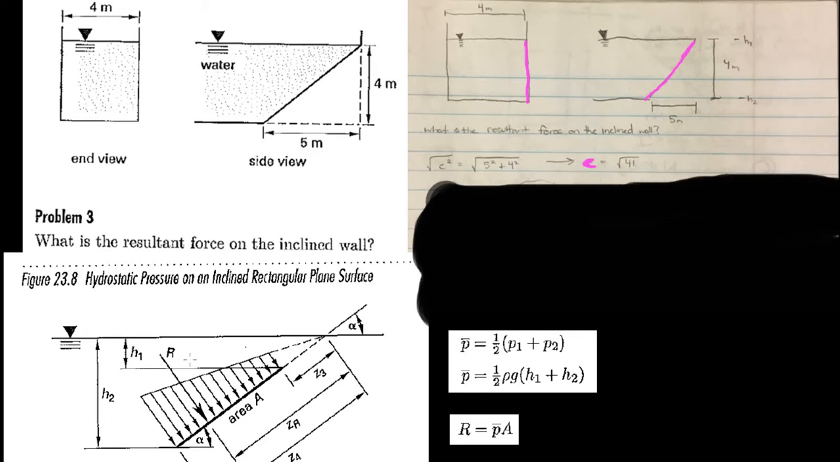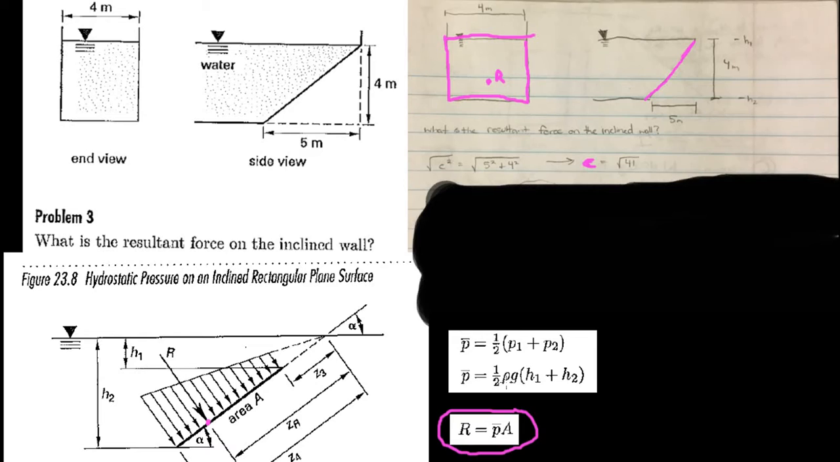So to find the resultant, it is at the average pressure location of this area. So this point right here is the average pressure location of that area, and the area I'm talking about is this rectangular area right here. So the resultant looks like it's right about here. That's the location of R.